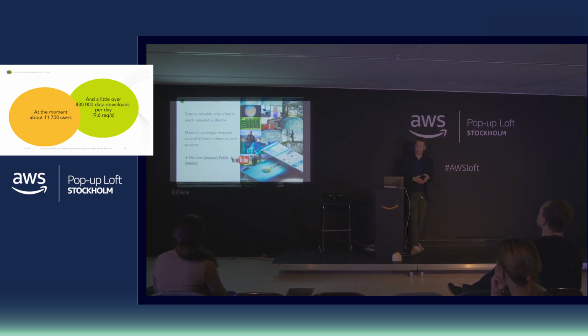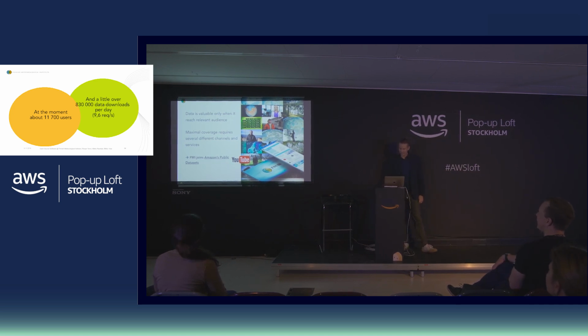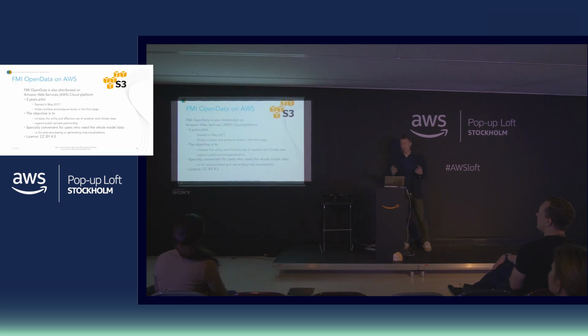And maximum coverage requires several different channels. So we decided also to join Amazon public datasets, for the opportunity to make things easier for our developers. That means that part of our weather data at the moment, weather forecast, is distributed also in Amazon's web service cloud platform, S3. This is a 2-year pilot. It started in May 2017. There's weather forecast data for ground level, surface level, which is normally used, but also for upper air levels, which is used, for example, in aviation, and for several post-processing steps.